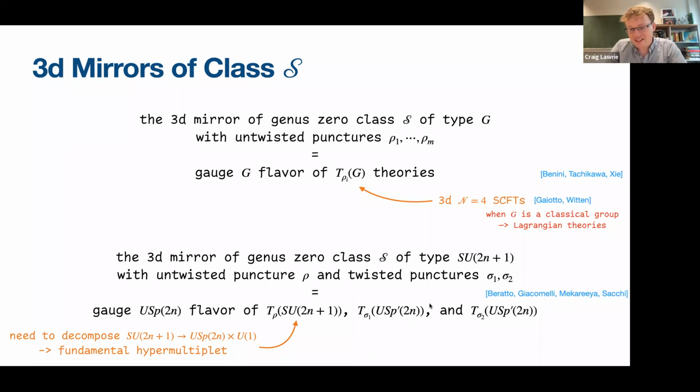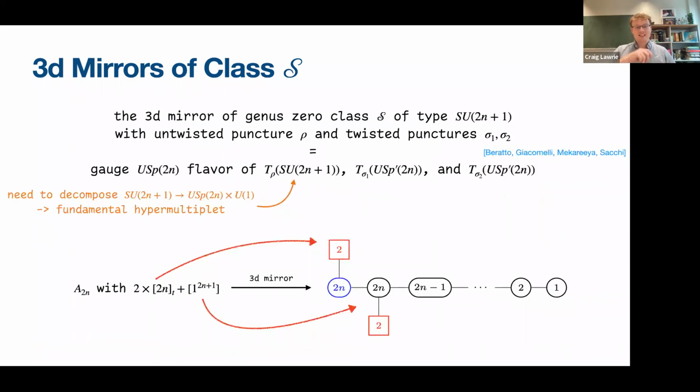Okay, and this T_USp prime is kind of a quirky theory, but it is what it is. Now, one trick here is that because you have to gauge a USp(2n) flavor out of SU(2n+1), you have to decompose the SU(2n+1) into USp times U(1). And then there's a leftover fundamental hypermultiplet, which you will see in just a second. In fact, you will see it immediately.